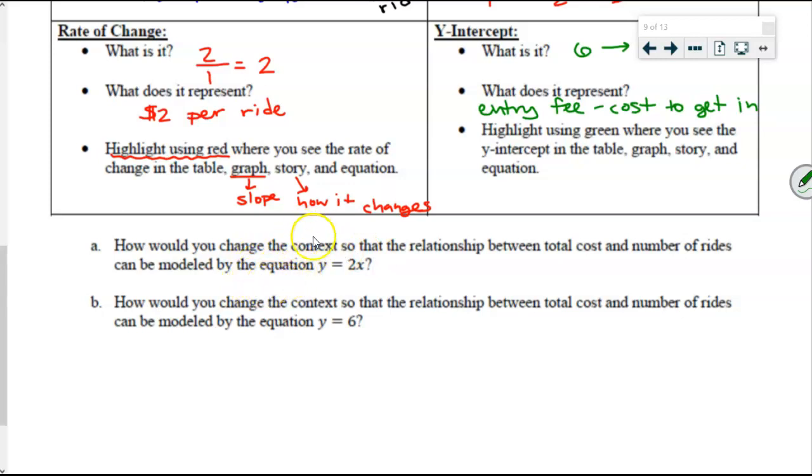Or we could just say there's no entry fee. But if you want to be sneaky and sneak in, then that's fine. Sneak in, skip the entry fee. What if I wanted the equation to be y equals 6? Not y equals 2x plus 6, but y equals 6. What does that do to the story? Weston.